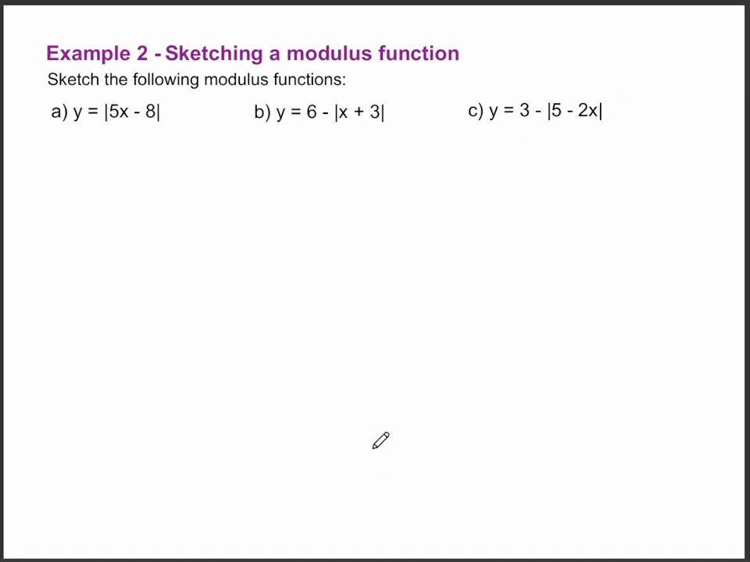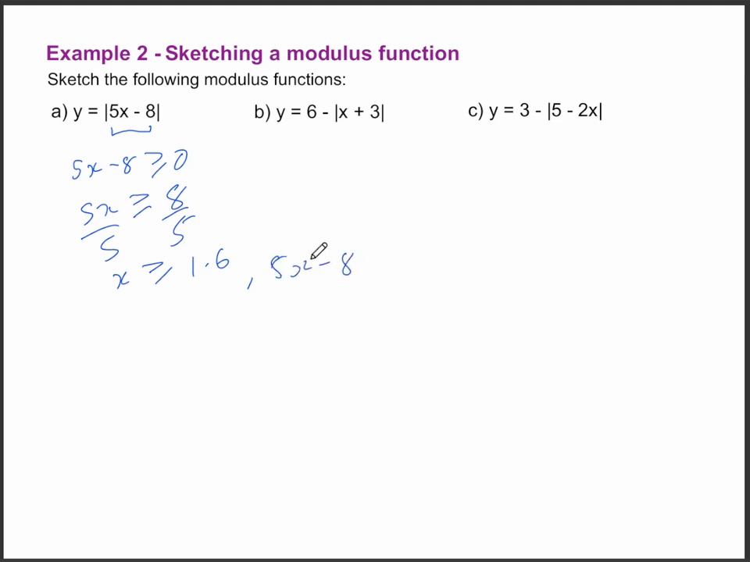Next, we are told to sketch the following modulus function. So for that, we need to know exactly what the functions look like, right? In terms of equations. So firstly, we want to find the values for which this 5x minus 8 is going to be positive in itself, and when it's going to be negative. So for that, we let 5x minus 8 greater or equal to 0 and solve for that. So 5x greater or equal to 8, over 5, x is greater or equal to 1.6. Therefore, when x is greater or equal to 1.6, 5x minus 8 is positive in itself. So we leave it as it is. So that's going to be the equation.